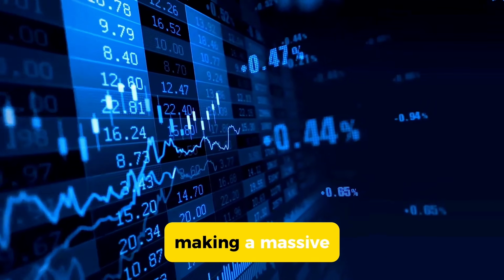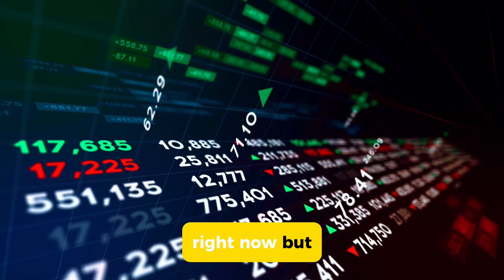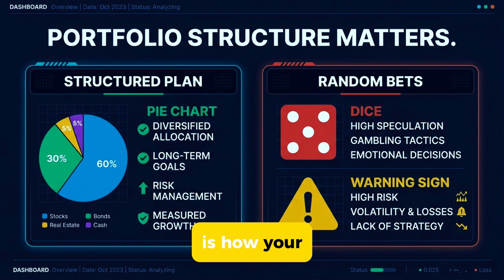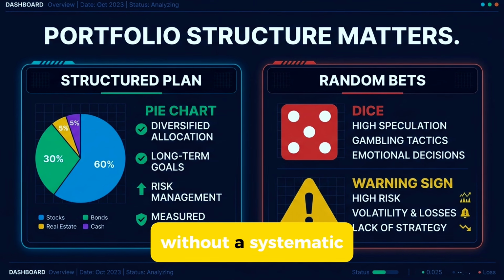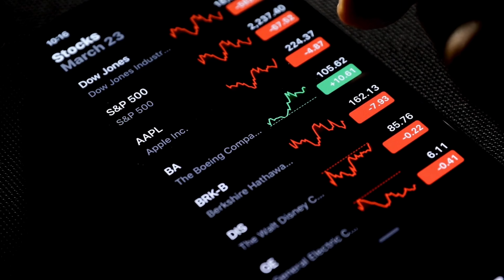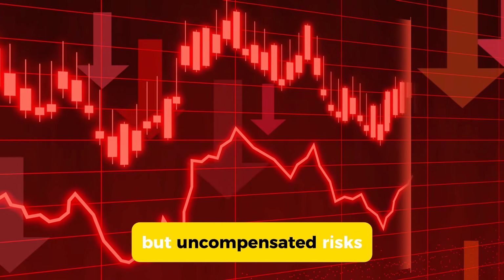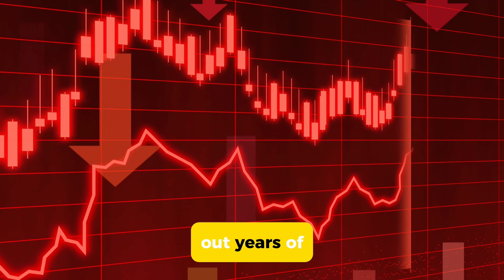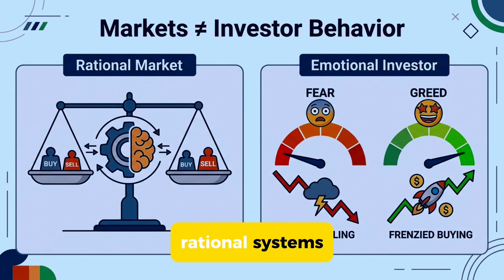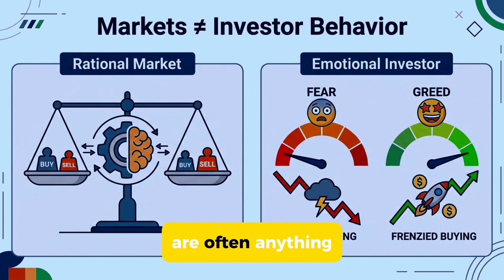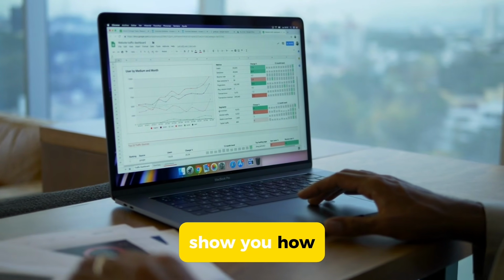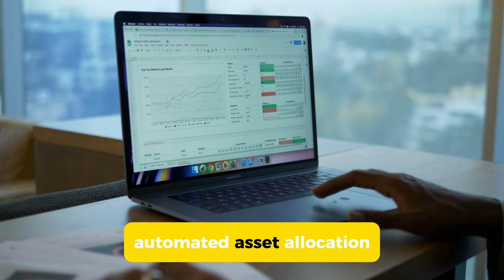You are probably making a massive investment mistake right now, but it may have nothing to do with choosing the wrong stock. The real problem is how your portfolio is structured. Without a systematic plan, investing can quietly become gambling with your future. You may think you are diversified, but uncompensated risks could still wipe out years of patient gains when markets shift. Markets may be rational systems, but everyday investor decisions are often anything but rational, especially under pressure. Today, I will show you how to build a set-and-forget automated asset allocation machine for long-term wealth.